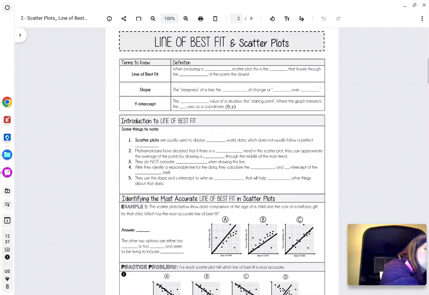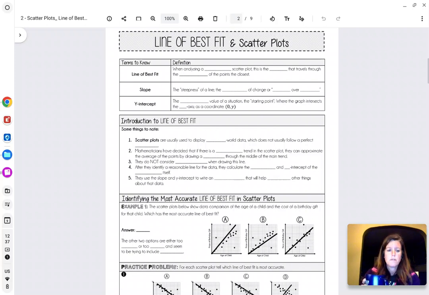Time for line of best fit and scatter plot. So this is going to be more like what we did in class, where I'm going to fill out notes with you. We're going to talk about some more vocabulary and go into a little bit more detail with it.